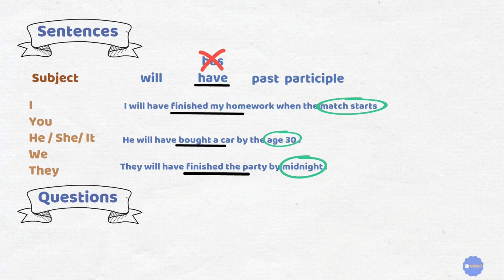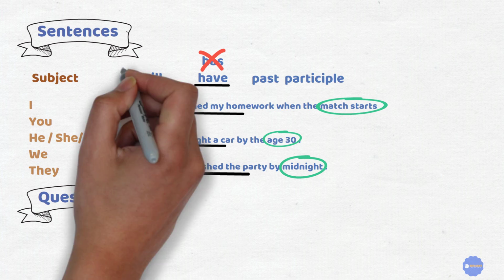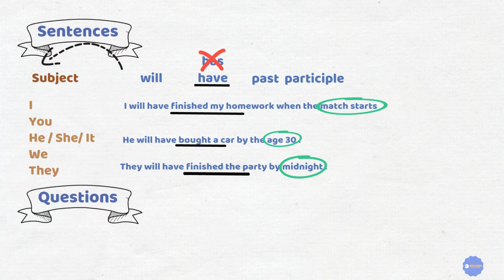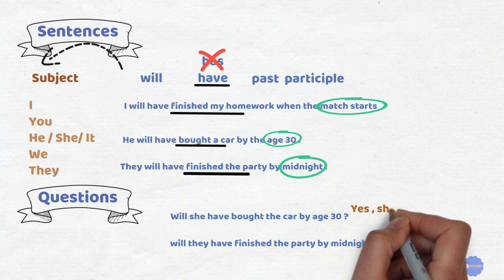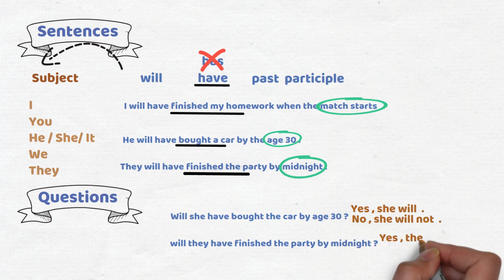How to form questions? If you want to form a yes/no question, we just take will and put it at the beginning of the sentence. Will you, will she, will they, will we? And the answer will be yes or no, subject, and then will. Yes, I will. No, I won't. Yes, she will. No, she won't. Yes, they will. No, they won't.